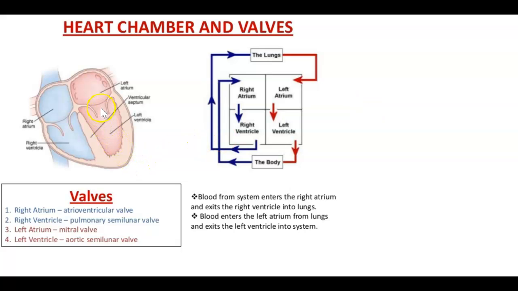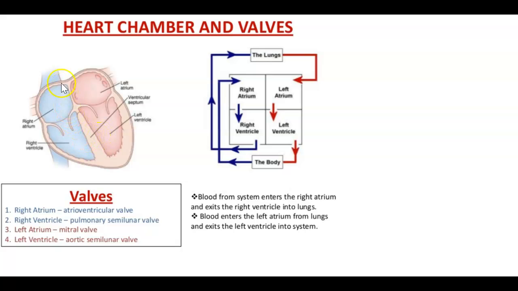So again, here's the heart. You have the right side of the heart, and you have the left side of the heart. You have 4 chambers. On the top, you have 2 atria, the right atrium and the left atrium. On the bottom, you have the larger ventricles. You have the right ventricle and the left ventricle.